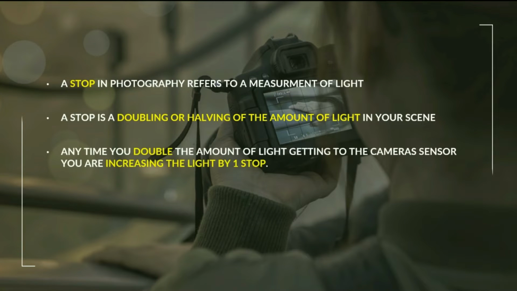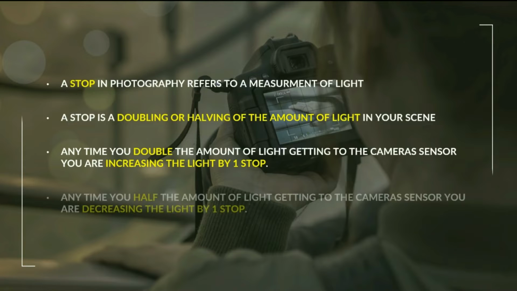Anytime we double the amount of light getting into the camera sensor, we increase the light by one stop. So if I say to you, I added one stop of exposure to that scene, what I mean is I doubled the amount of light in that particular exposure. Anytime we halve the amount of light getting into the camera sensor, we decrease the light by one stop. So doubling the amount of light is increasing it by one stop, and decreasing the amount of light by half is decreasing it by one stop.